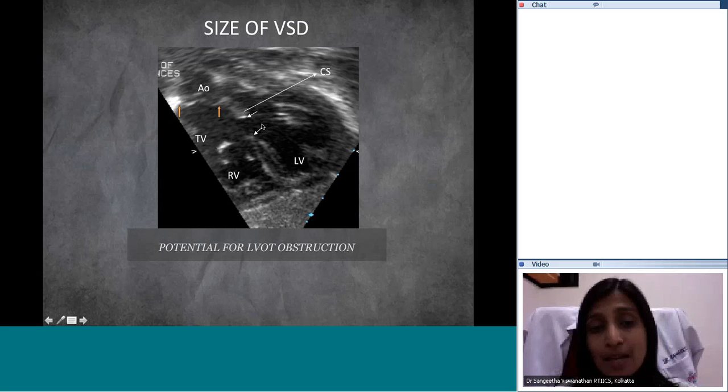Now here you see that this is the aorta. These orange arrows indicate the aorta. These white arrows indicate the VSD. You can see how if you put a baffle across here, the VSD will actually restrict the left ventricular outflow tract. So in this case, it is important to resect that outlet conal septum in order to open that left ventricular outflow tract out and to avoid left ventricular outflow tract obstruction. So it is important when you do your echocardiographic assessment to look at the size of that VSD and look at the potential for left ventricular outflow tract obstruction.